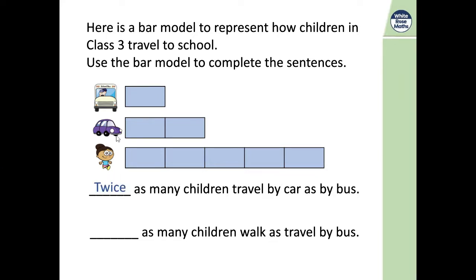Okay, so if you have a look, there is 1 block for the bus and 2 for the car. So twice as many children travel by car as by bus.